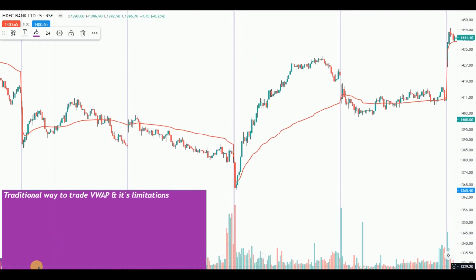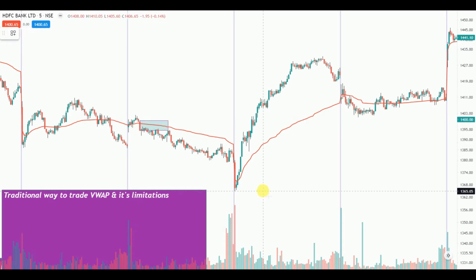Next point is the traditional way to trade VWAP and its limitations. Before going to our advanced VWAP trading strategy, we have to look at the traditional way to trade the VWAP. Traditionally speaking, when price is breaching the VWAP from above and closing below it, like in this case, then we should go short at the low of this candle, and we could put the stop loss above the high of this candle.